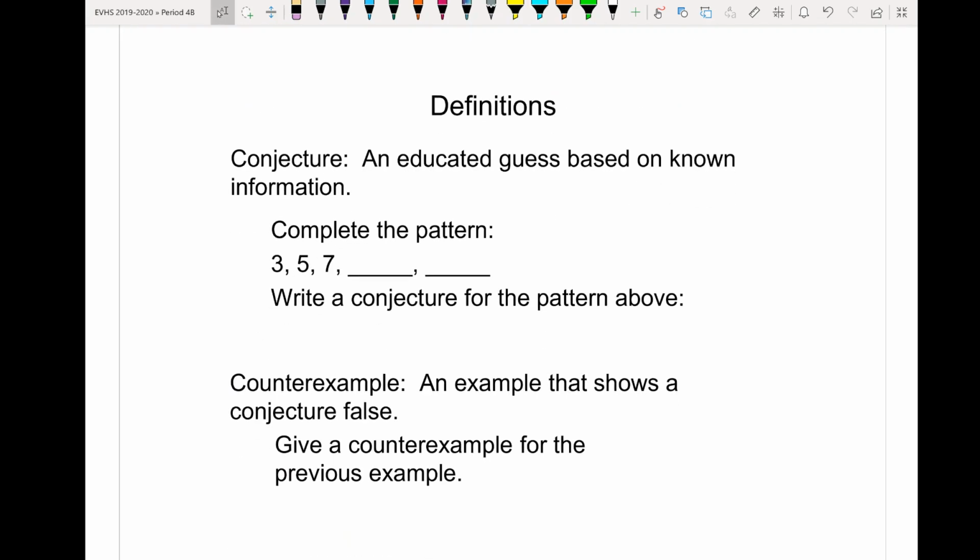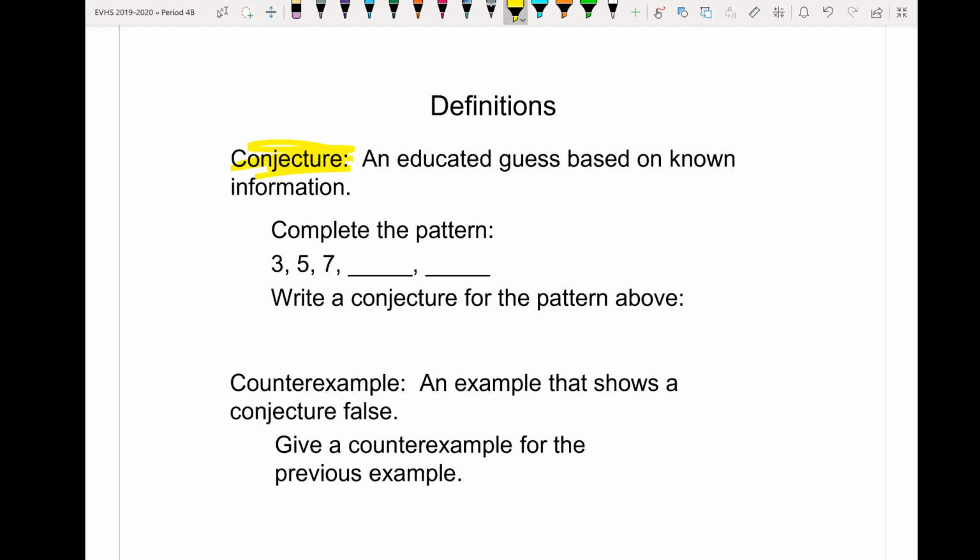All right. So now a conjecture is an educated guess based on known information. Now, in science class, you may have seen something similar to this for the word hypothesis. We're going to use the word hypothesis in a very specific way later on today. Okay, so conjecture is where you come up with a guess about the pattern.